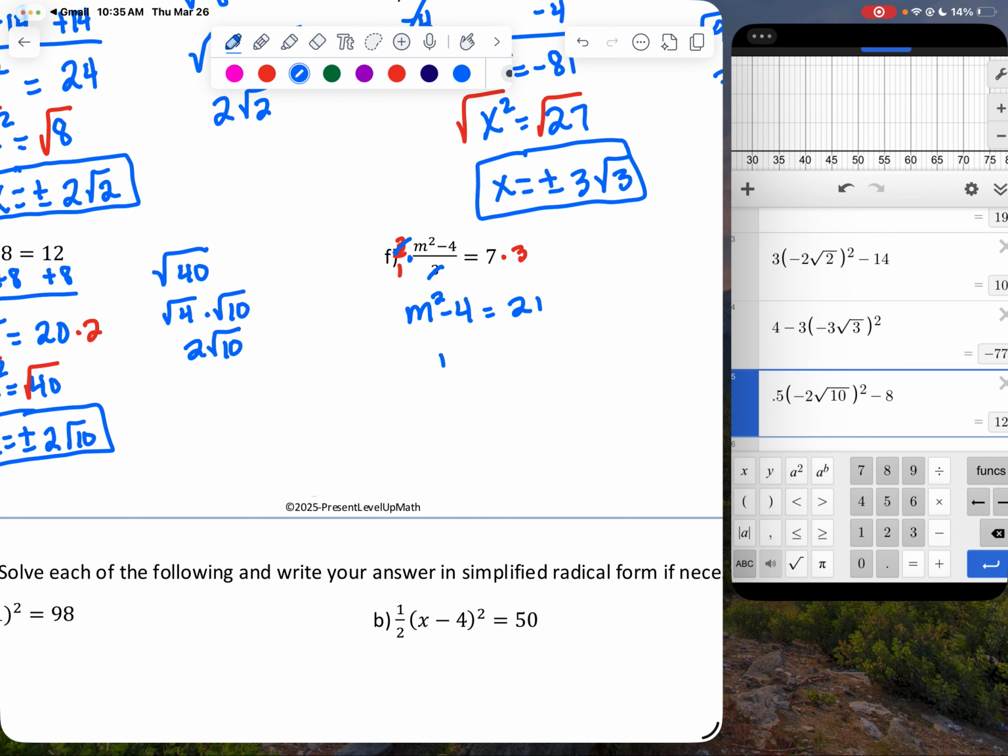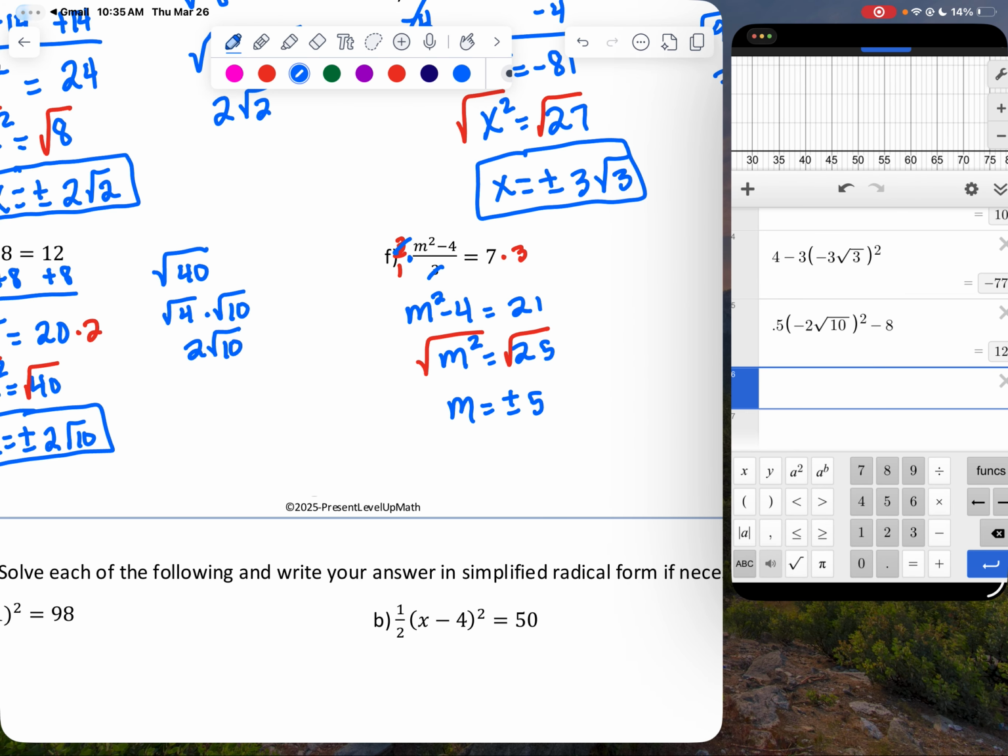Now add 4, so that gives me 25, and then take the square root. So m equals, now this is a perfect square, so plus or minus 5. Now we'll check our answer. So I need a fraction bar. And on top, I'm going to put parenthesis 5, parenthesis squared, minus 4. And on the bottom, I'm going to put a 3. And that equals 7, so that checks out.